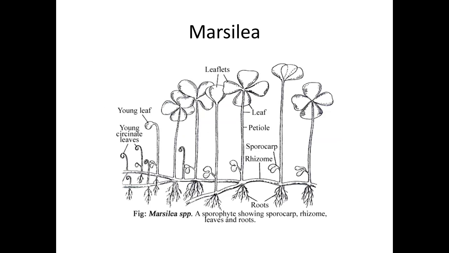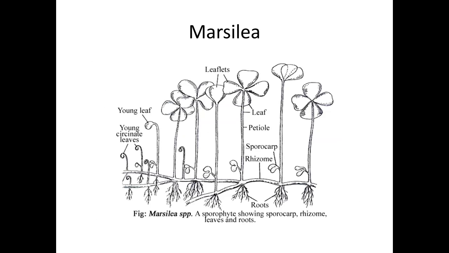Now in the case of Marsilea, the young leaf generally shows coiling, and such a structure is known as a circinate type of leaf. This circinate condition is also present in the gymnospermic Cycadophyta plants. So it generally shows a closer relationship or resemblance to gymnospermic plants.